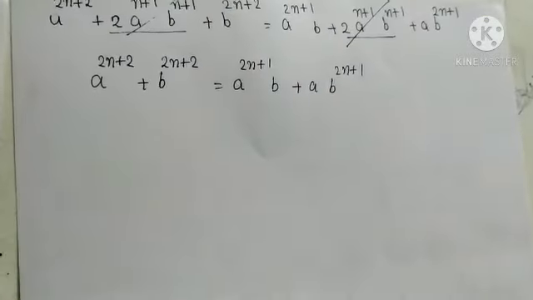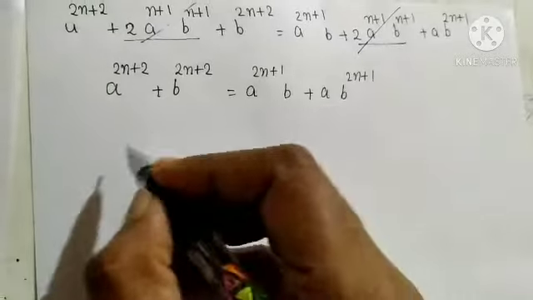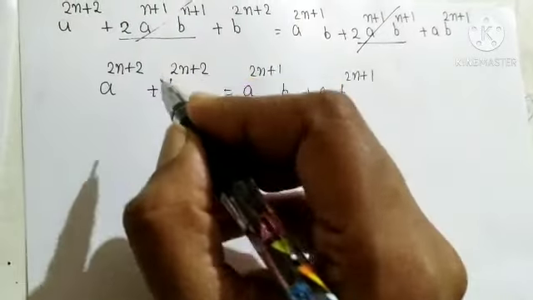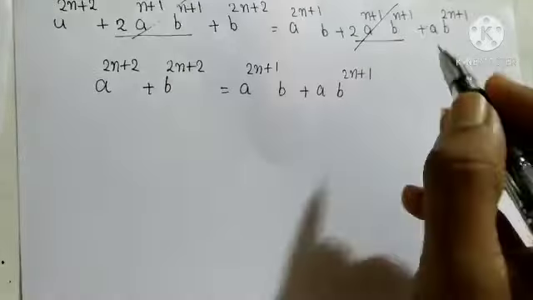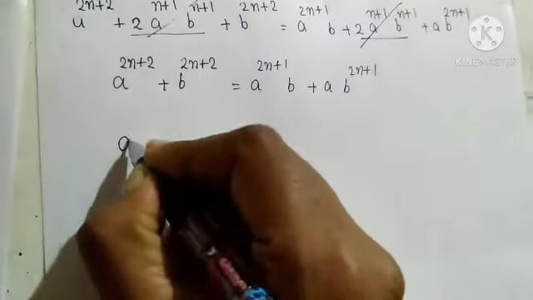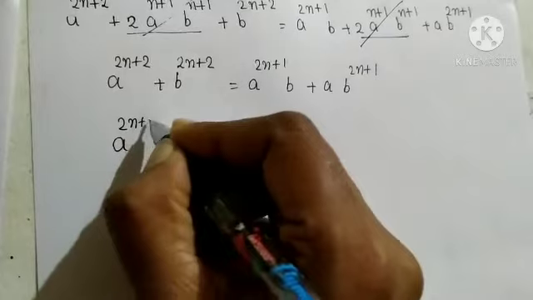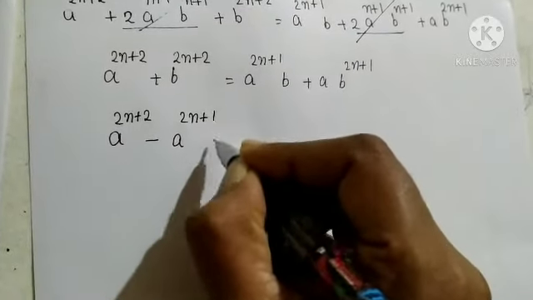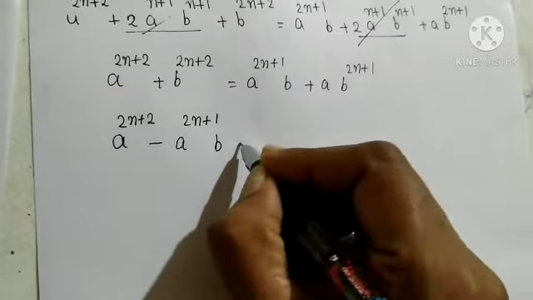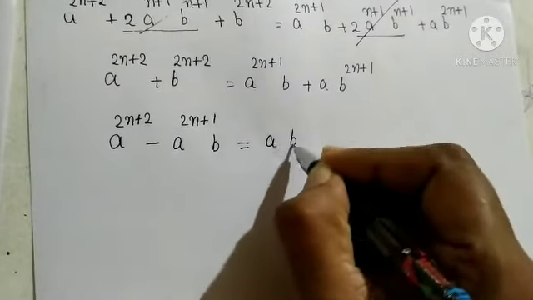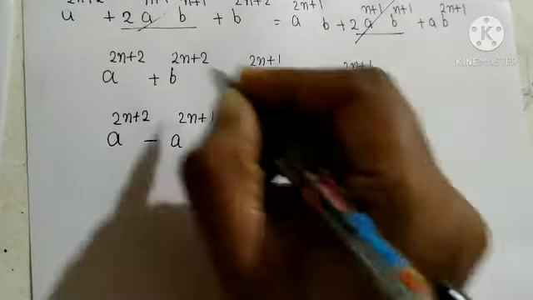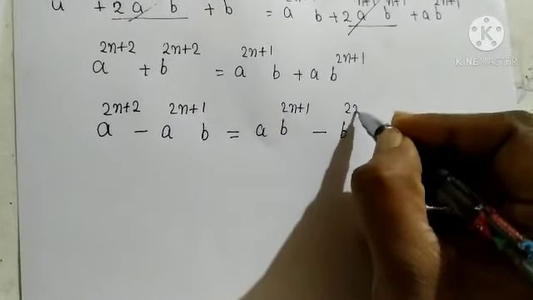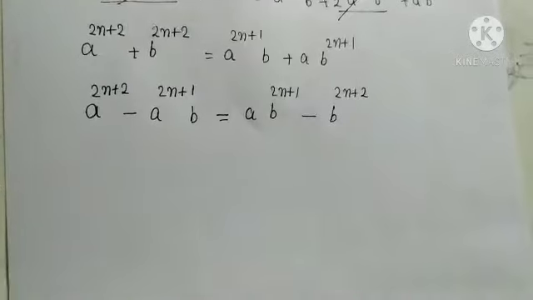Okay, so next I am going to take this term to LHS and this term to RHS. So we get a raised to 2n plus 2 minus a raised to 2n plus 1 into b equal to a into b raised to 2n plus 1, taking this term to RHS, so it will become minus b raised to 2n plus 2.